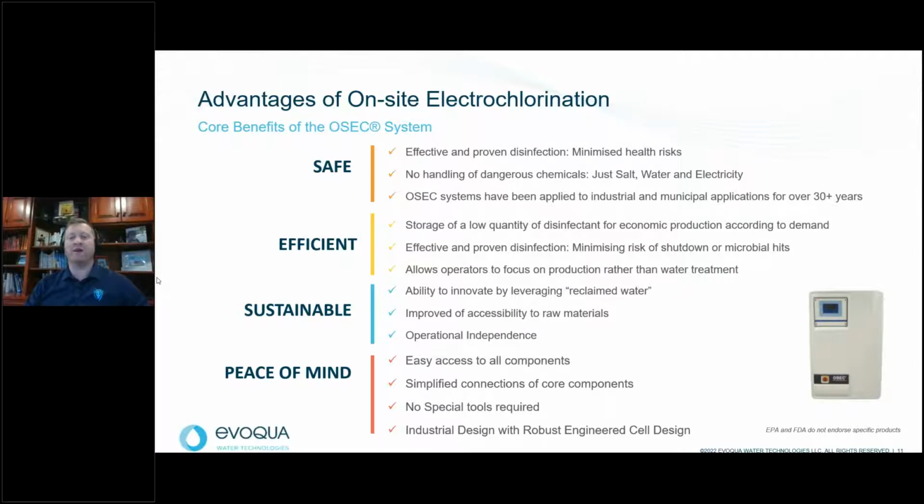OSEC units also add the value of being user-friendly. Evoqua recognizes the importance of the ease of operation and, when necessary, maintenance. Therefore, these designs provide engineered solutions to simplify the user experience while elevating the levels of safety, reliability, and efficiency. So you can have a seamless operation and assurance that your water disinfection needs are being met throughout the entirety of your process. So with this, we'll move over to poll number 2.